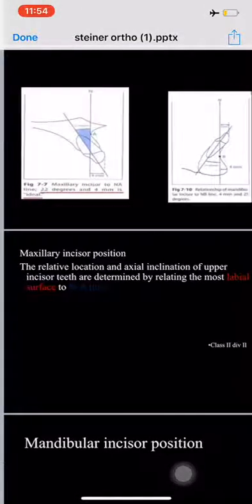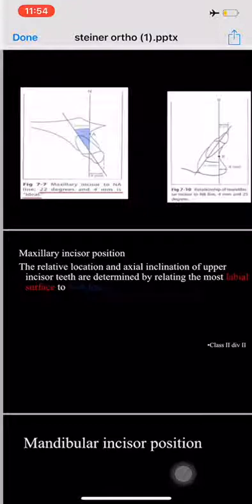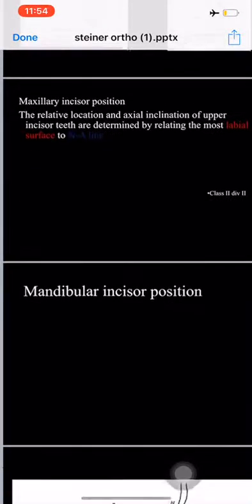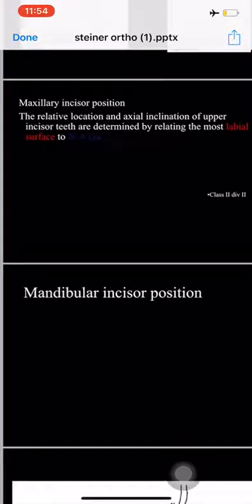Here, maxillary incisor position, the relative location and axial inclination of upper incisor teeth are determined by relating to the most labial surface NA line, while mandibular incisor, which make also the relative location of axial inclination of the lower incisor teeth, are determined by relating the most labial surface to NB line.